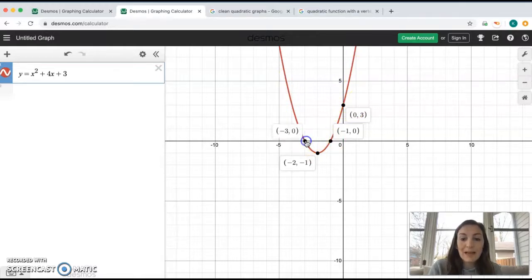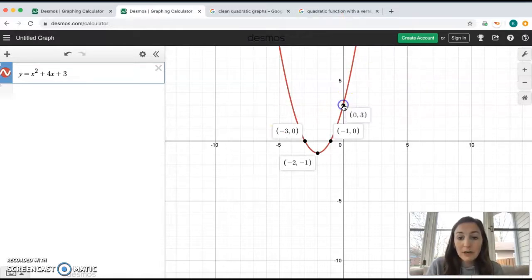If I have a point at (-3, 0), it is 1 unit away from the axis of symmetry. So that means I should have another point, (-1, 0). They have the same y value, and their x values are equidistant from the center of the parabola. Both their y values are 0, and they are equidistant from the axis of symmetry. In this case, they're both 1 away.